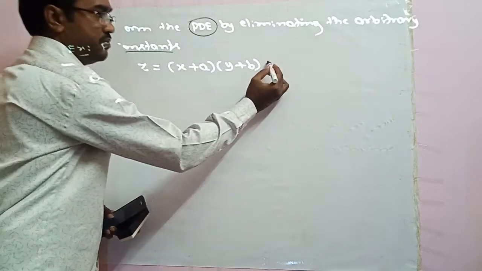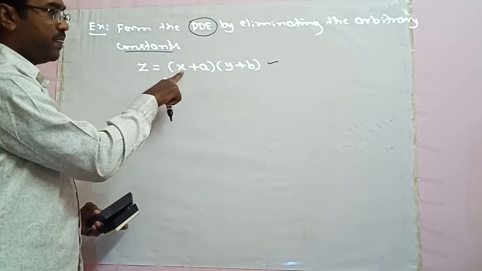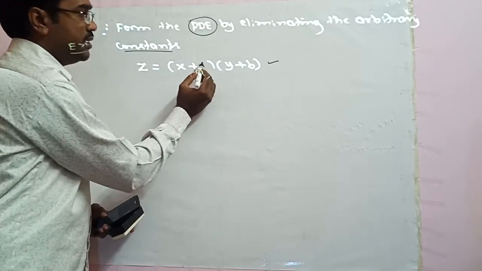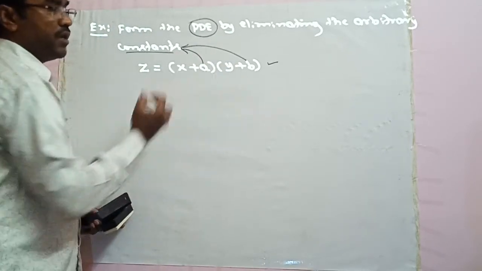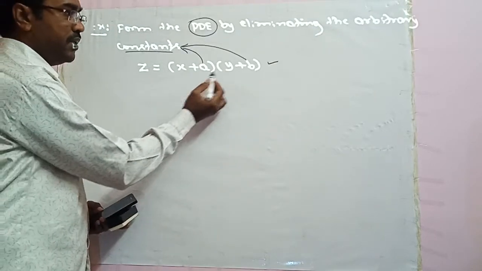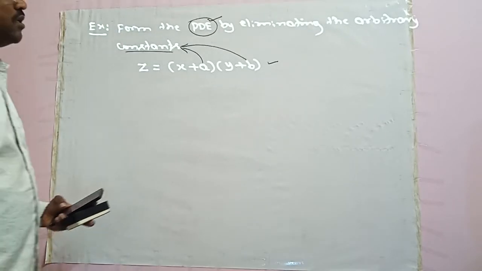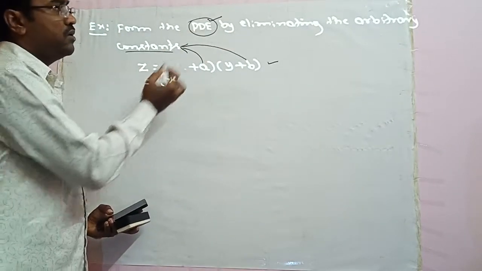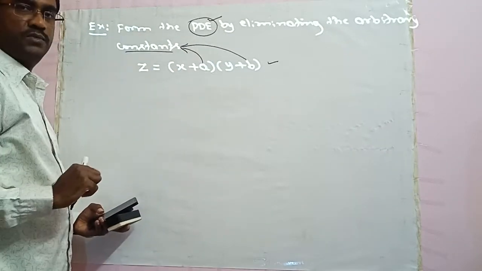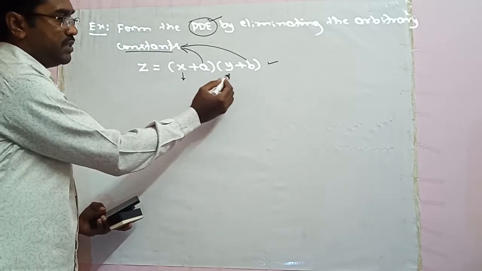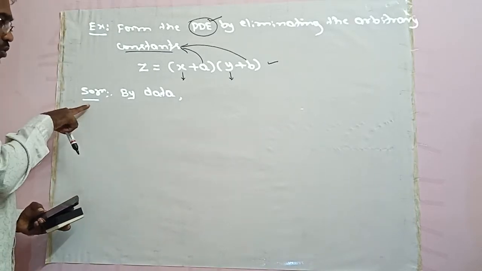So this is the function. Here z depends on x and y. z is a function of x and y, and these a and b are the arbitrary constants. That is what we need to eliminate, a and b, and form our PDE. So to get PDE, we need to differentiate partially with respect to x, then with respect to y we will differentiate. Let us go for the solution.